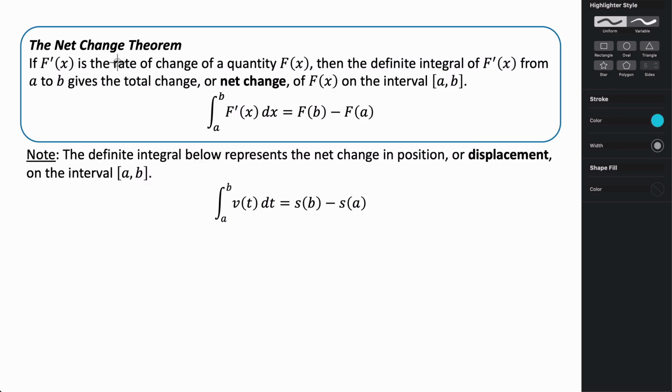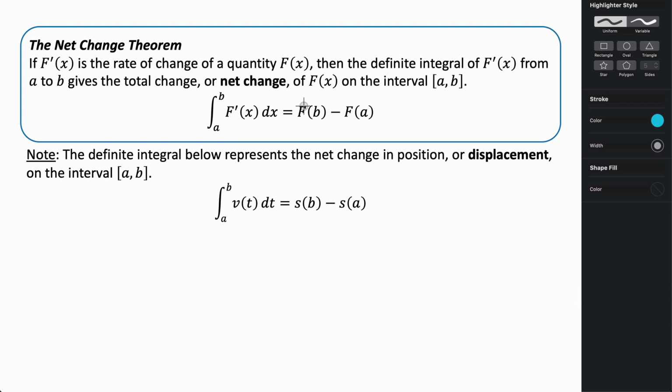So another thing that we get out of the fundamental theorem of calculus is something called the net change theorem. What the net change theorem does is it tells us the total change, or the net change, of our function on some interval from a to b. So if I want to know the net change of capital F, that's going to be found by taking the integral from a to b of its derivative with respect to x. So f prime is our rate of change, it's the derivative of our function f. If I integrate it on the interval from a to b, I get the net change of my original function.